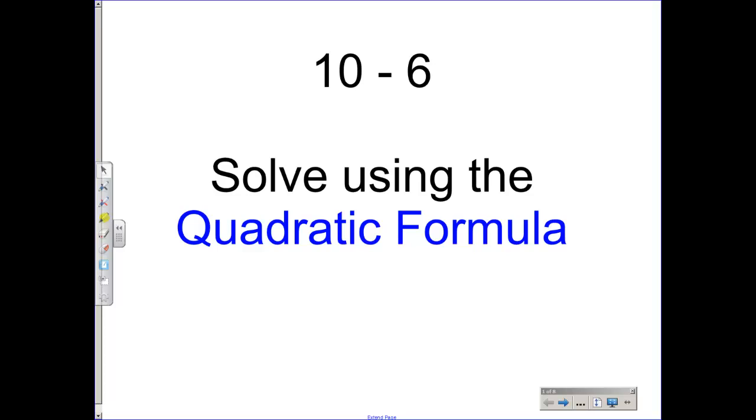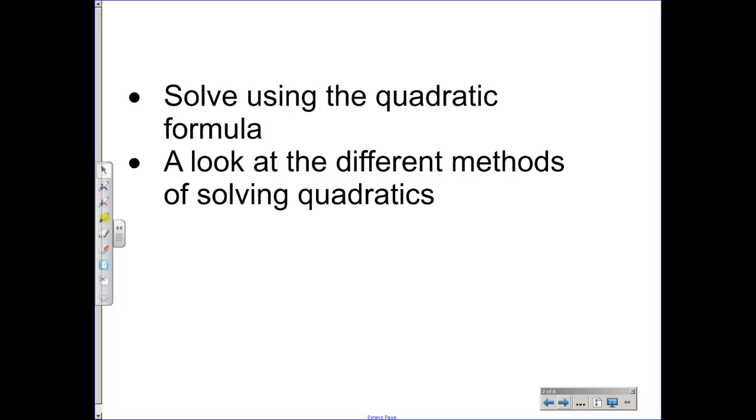There is a PDF available if you want to print it out and follow along, and I highly recommend you use a calculator that does have a square root feature. So in this video we're going to talk about solving using the quadratic formula, and we're going to take a look at the different methods for solving quadratics.